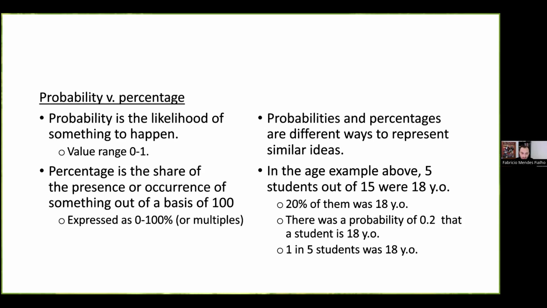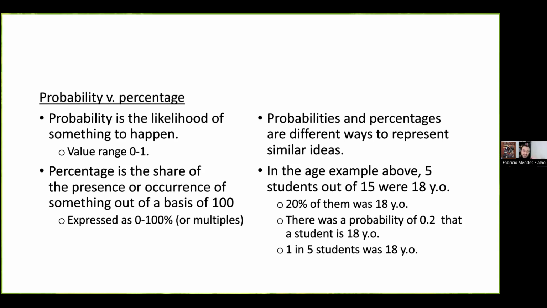A sister concept of probability is the idea of percentage. Percentage could be defined, and I'm defining it here using my own words, as the share of the presence or occurrence of something out of a base of 100, right? This is usually expressed from 0% to 100%, or its multiples, right? We can talk about sometimes 200% or 150% in salary increase and so on, or pollution increased by 75%. We use these terminologies in our everyday parlance.